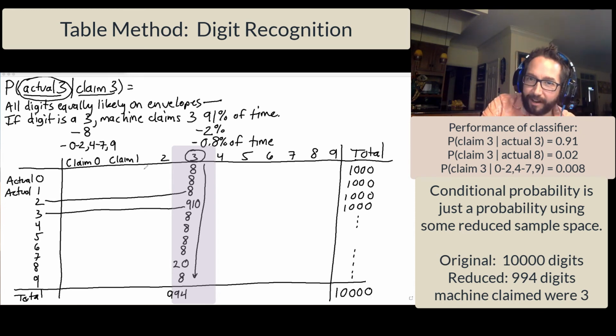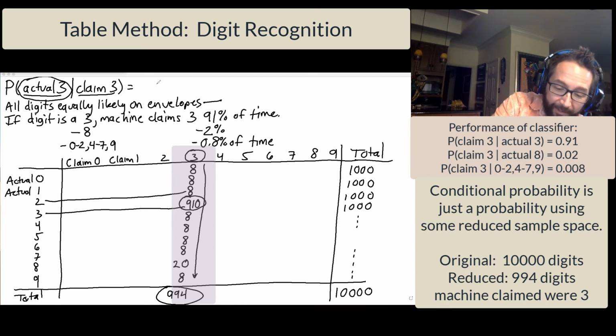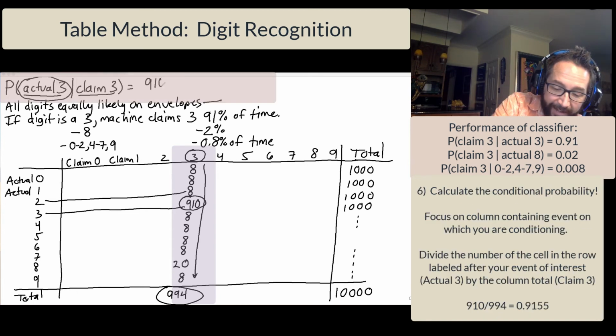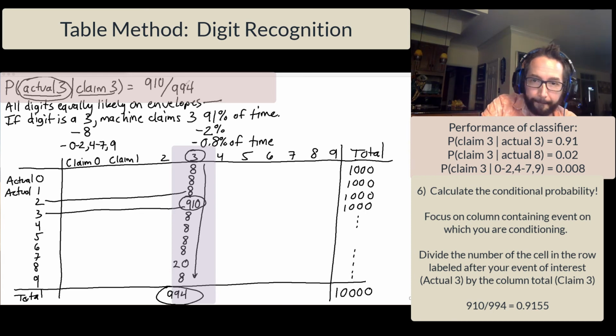Now we're conditioning on a piece of information: that the machine claims this is a 3. That's changing our sample space, and now we're actually living in one of these 994 instances. There's 994 cases where the machine is going to claim that it's a 3. What's the probability that it's actually going to be a 3? Well, 910 out of those 994 times, it's going to end up being a 3 here. So we get 910 divided by the 994.